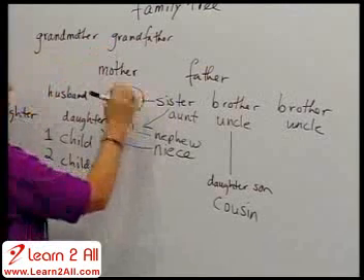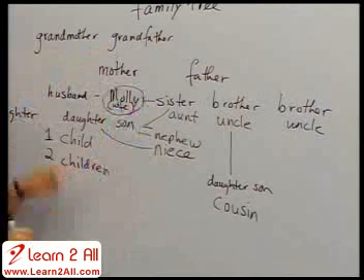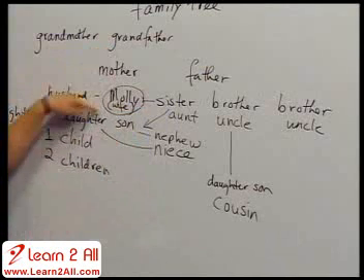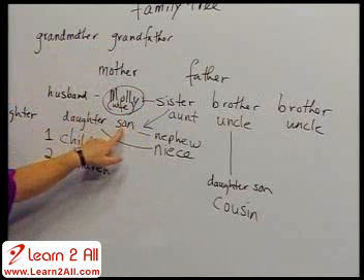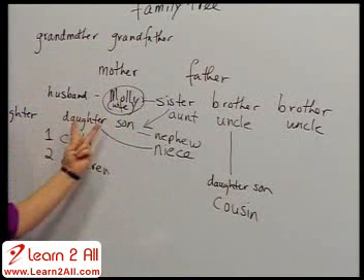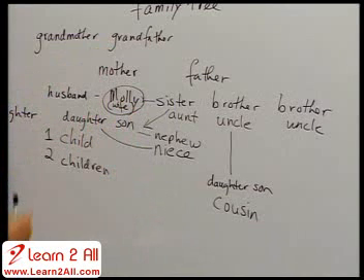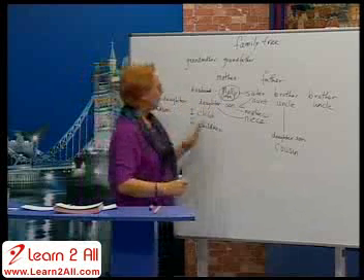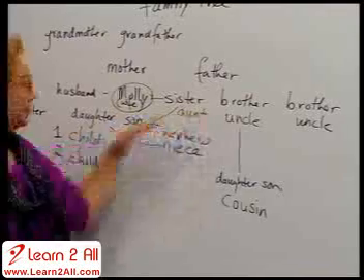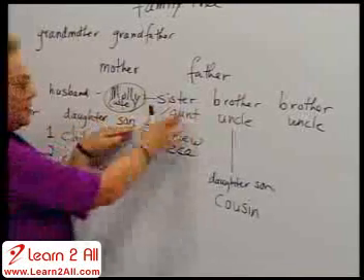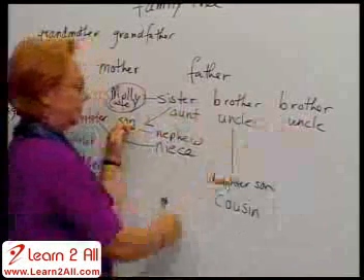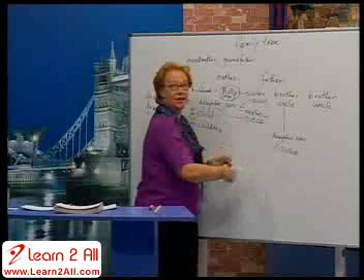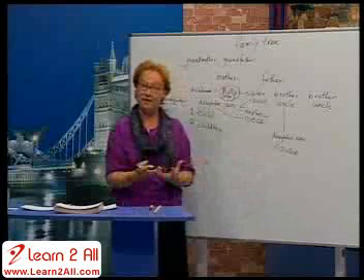So, grandmother, grandfather. Let's do this. Mother, father. Husband, wife. Husband and wife. Daughter, son. One child, two children. Granddaughter, grandson. Now we have the aunt of the daughter and son. Aunt, uncle, uncle. Nephew, niece, and cousins. All right? This is my family tree.